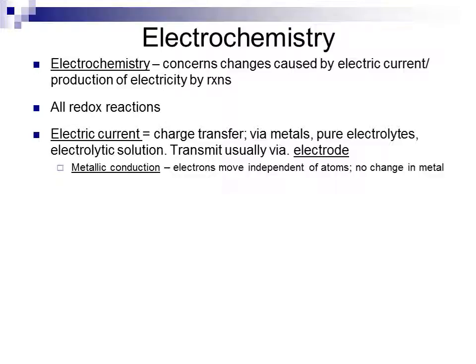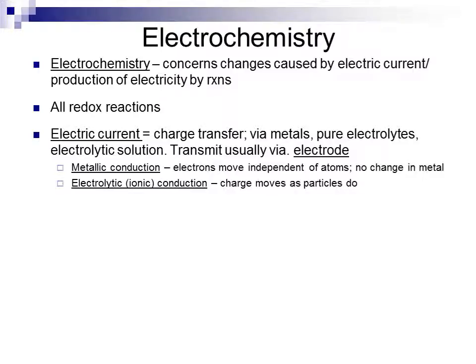Now, in metallic conduction, where we're transferring charge through metals, the electrons will move independently of the atoms. That means they can jump from atom to atom without the actual atoms moving, and there's no real change visible in the metal. This is something that will occur with, say, a copper wire, where a copper wire can transmit electricity from one point to another through the copper metals.